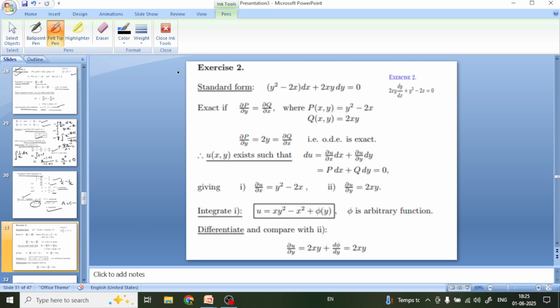Now the second question. In the second question, you are given 2xy dy over dx plus y square minus 2x equal to 0.